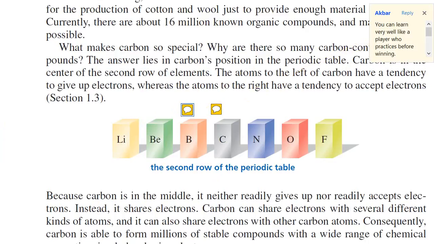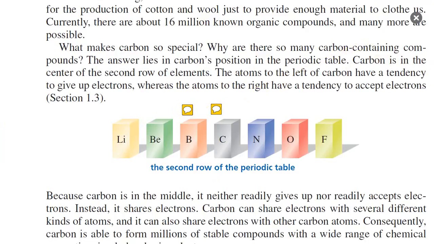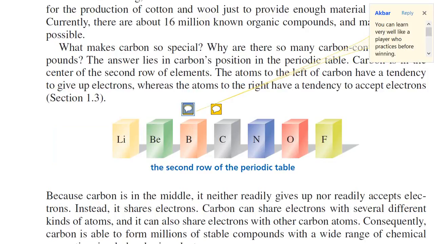They can give up electrons. On the left they can give up electrons, while atoms to the right have the tendency to accept electrons. Why can they give electrons? Well, they do love electrons, but not as much as carbon. They love electrons but less. So if an electron says I want to go, they don't really care. They say okay, we'll let you go.